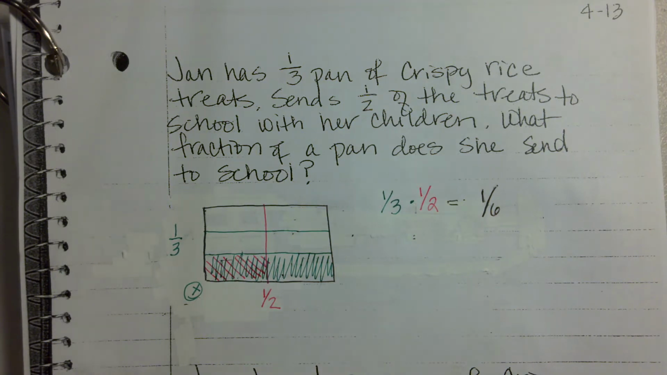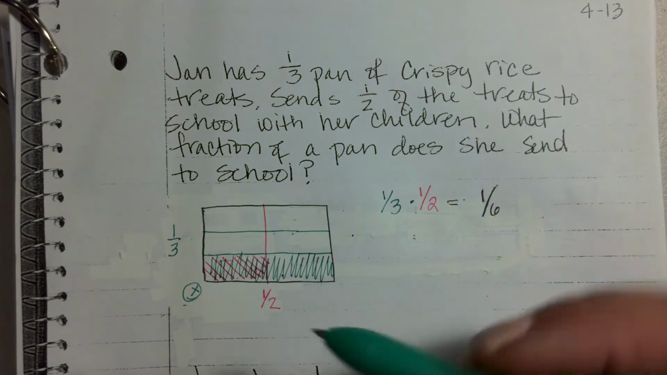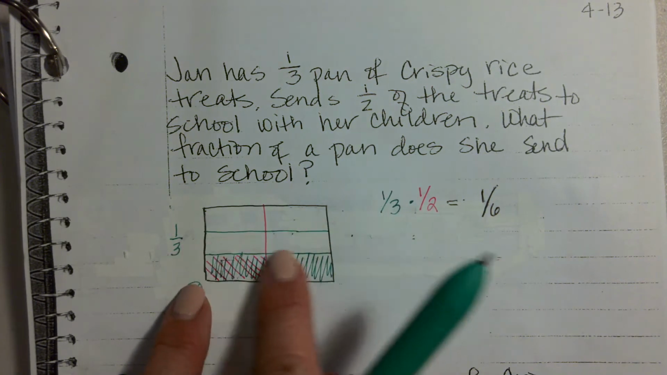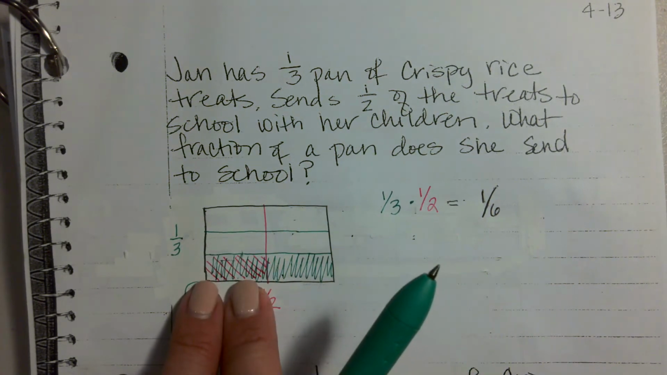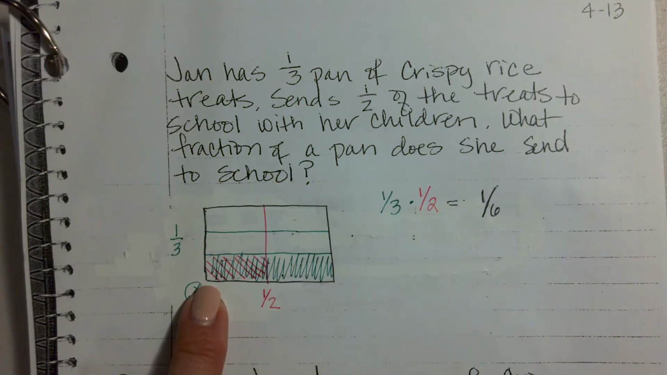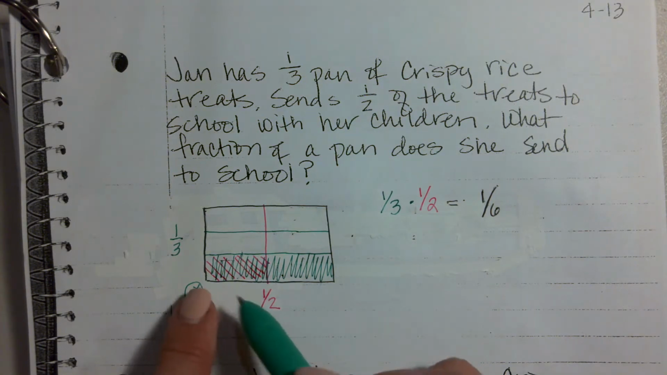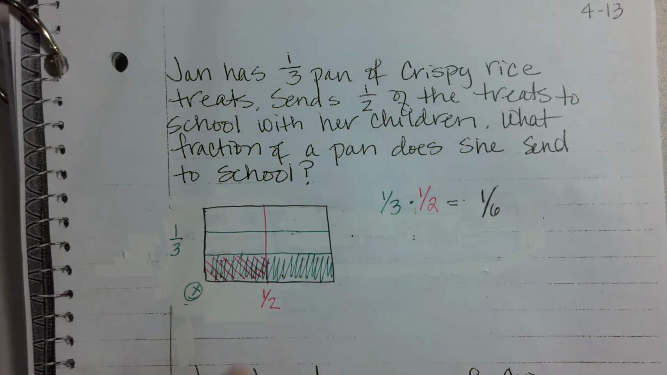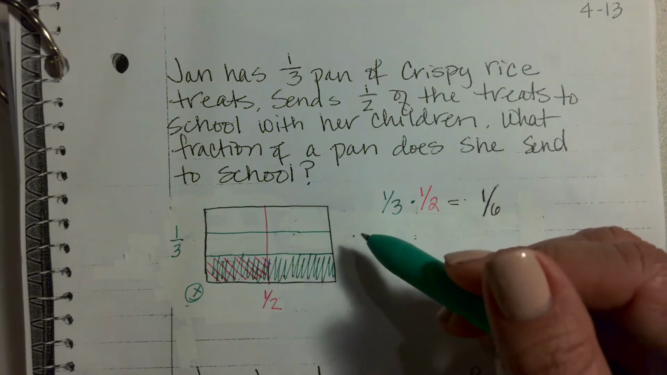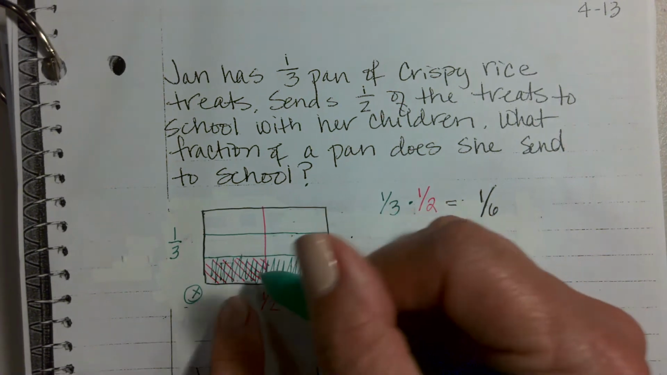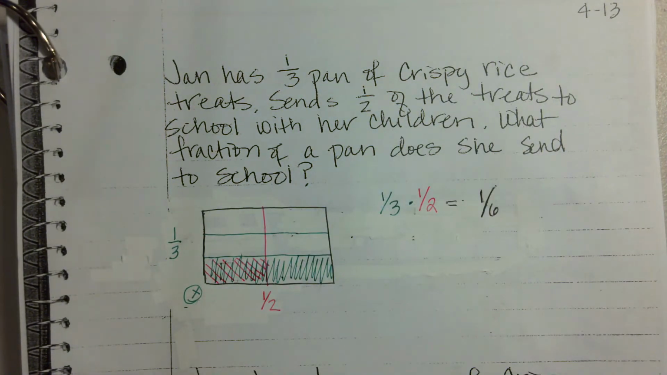All right, so we partitioned the rectangle horizontally, and then we partitioned it vertically, and we shaded in one of them. So when we broke this rectangle up into thirds, we partitioned it or broke it up into 3 parts. We shaded one of them, and then we labeled it 1/3. So what fraction of the treats did Jan send to school? Well, we have to now partition it. We partitioned it in half, and we showed it by coloring in half, right?